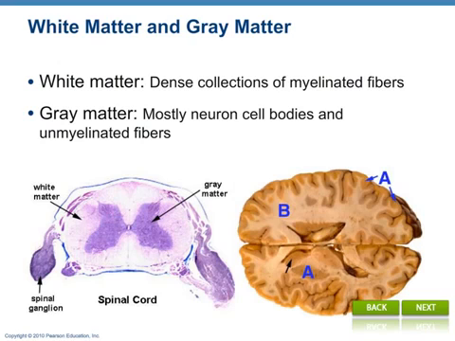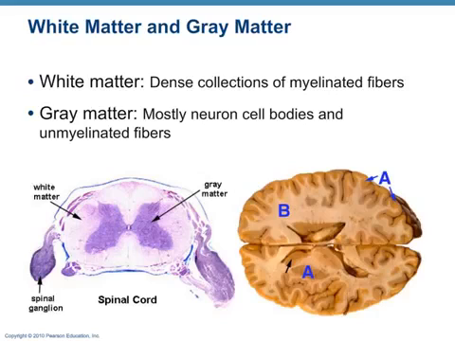This is what I was talking about earlier, comparing white matter versus gray matter. Here in the picture on the right, in regions labeled as B, you see that whitish material. That's white matter. And these are dense collections of myelinated fibers. The other thing is that in white matter you don't see cell bodies of neurons. You see their axons, their projections, but you don't see the nuclei of neurons.